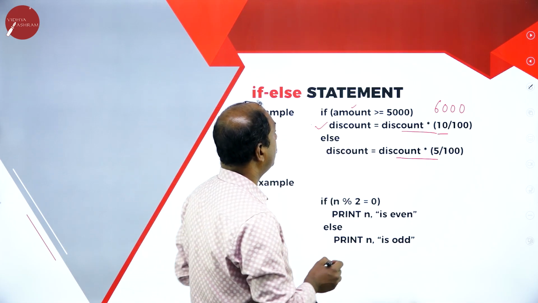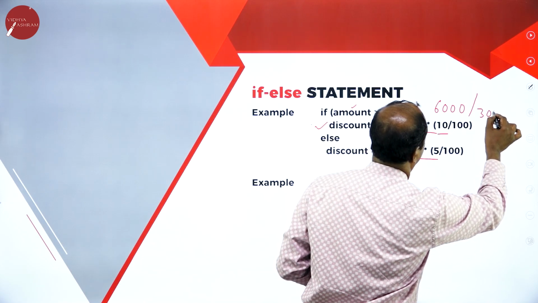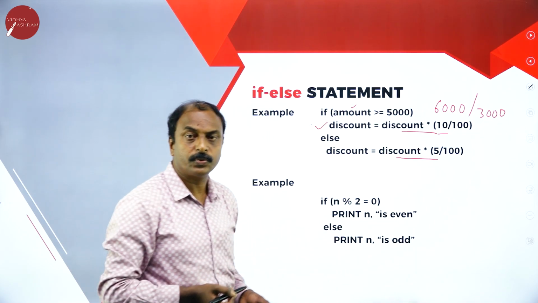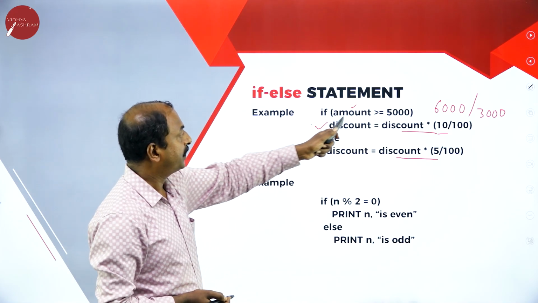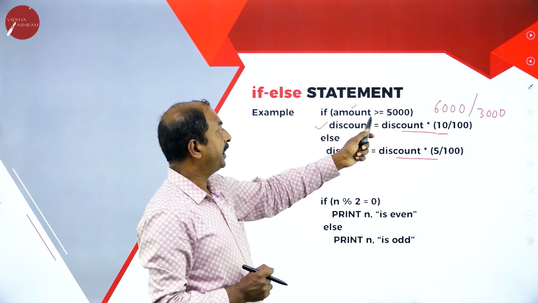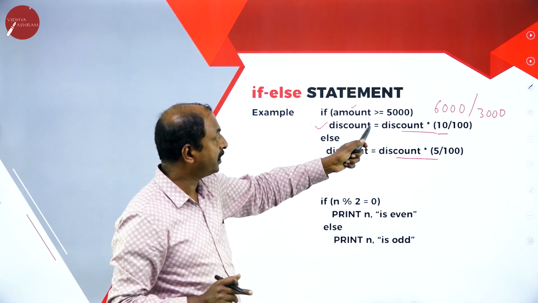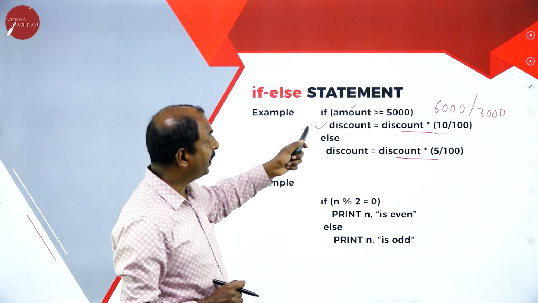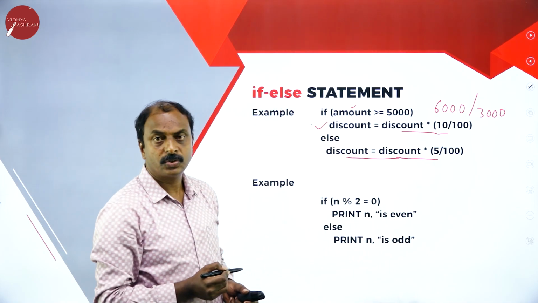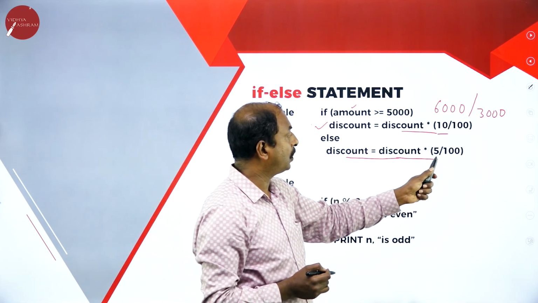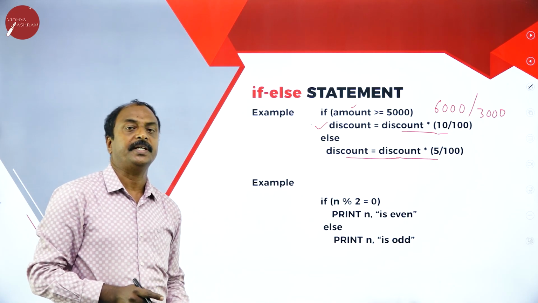Suppose in this example the user enters the value 3,000 for the amount. Then check the condition: is 3,000 greater than or equal to 5,000? No. The condition fails, the condition is false. It skips this statement and executes the statement at the else spot. So accordingly, it calculates the discount at the rate of 5%. This is an example for the if else statement.